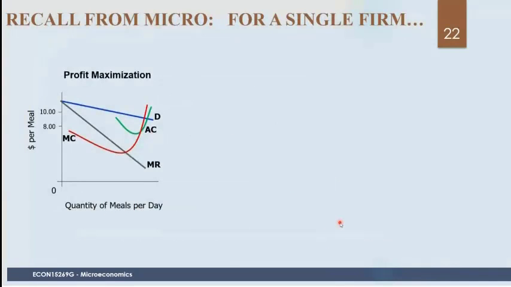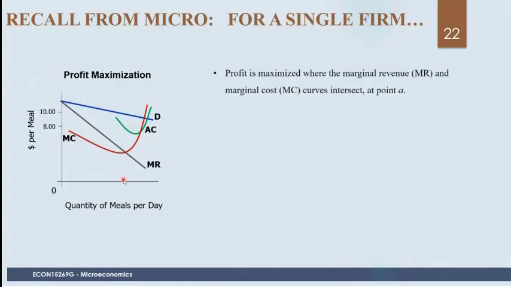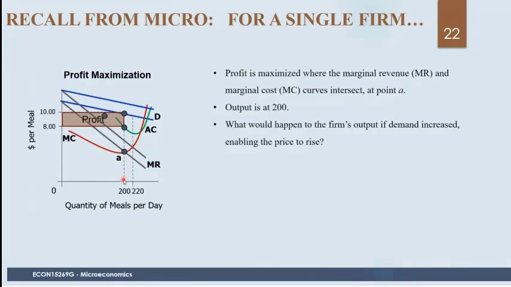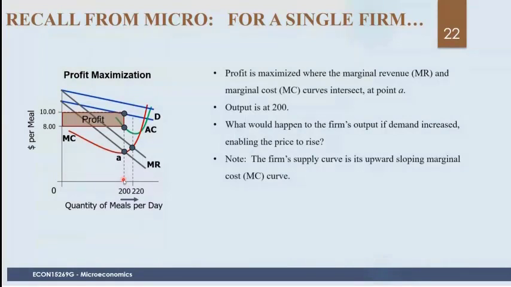And again, if you remember from micro, a particular firm would determine their quantity by setting their marginal revenue equal to their marginal cost, and so they would produce this amount of output here. So profit is maximized where MR equals MC at point A, for example. Output is 200. What would happen to the firm's output if demand increased, enabling the price to rise? Well, the firm's supply curve is the upward sloping part of the marginal cost curve.